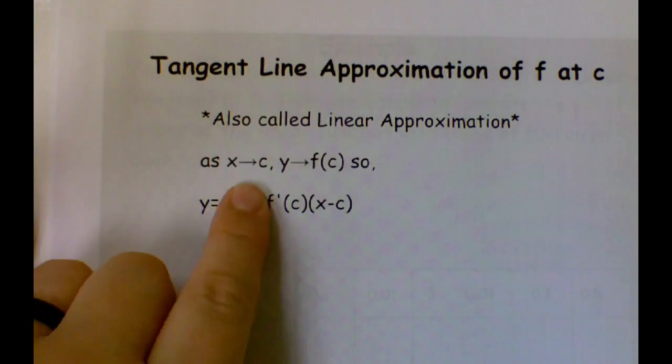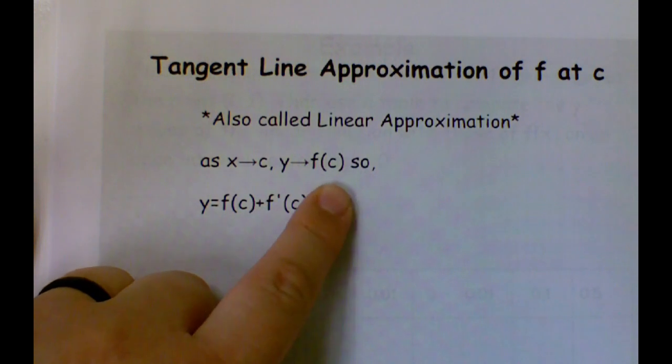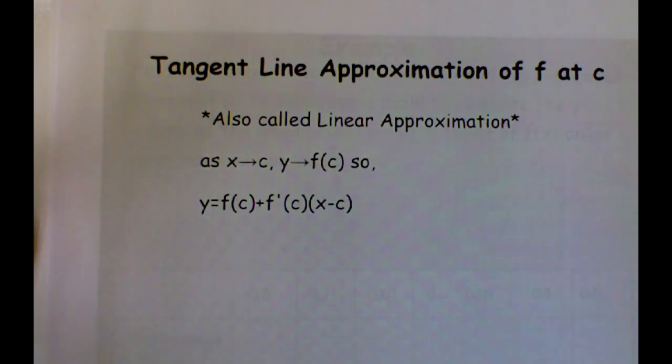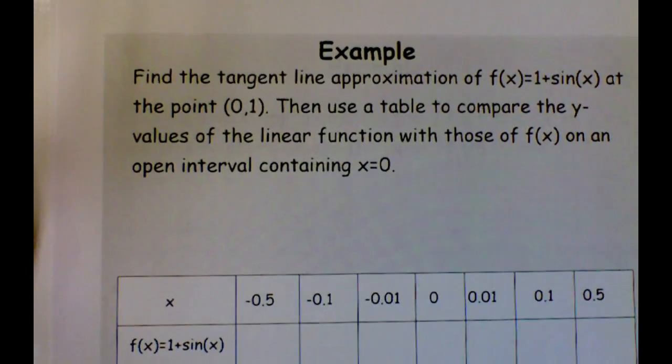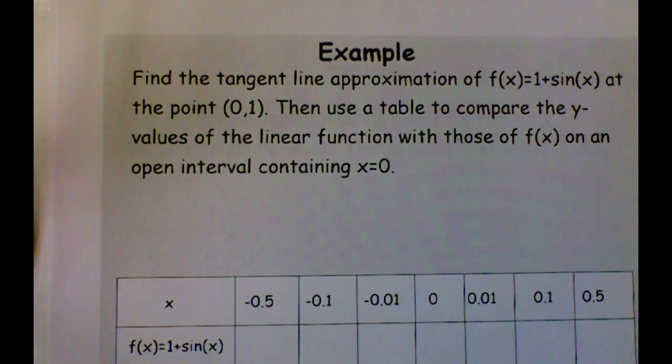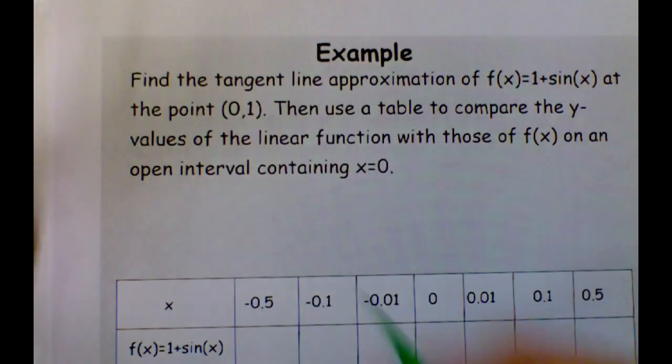So as x approaches this value c, our y value approaches f of c. So we can actually use y equals f of c plus f prime of c times x minus c to get pretty darn close to our point. So what does that mean? We're going to find the tangent line approximation of f of x equals 1 plus sine of x at (0, 1), and then use a table to compare the y values just to see how close we were at that point. So to do this, we need to find f prime of 0.